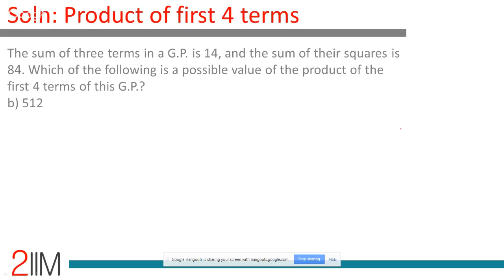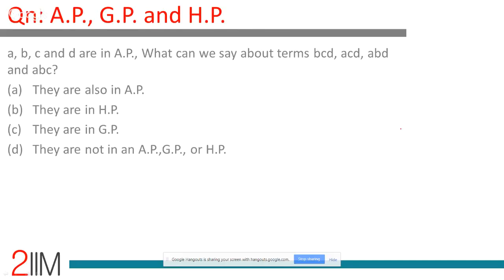What's the next question? The classic question. This is not that common as far as our exam is concerned, but try it anyway. A, B, C, and D are in AP. What can we say about the terms BCD, ACD, ABD, and ABC?